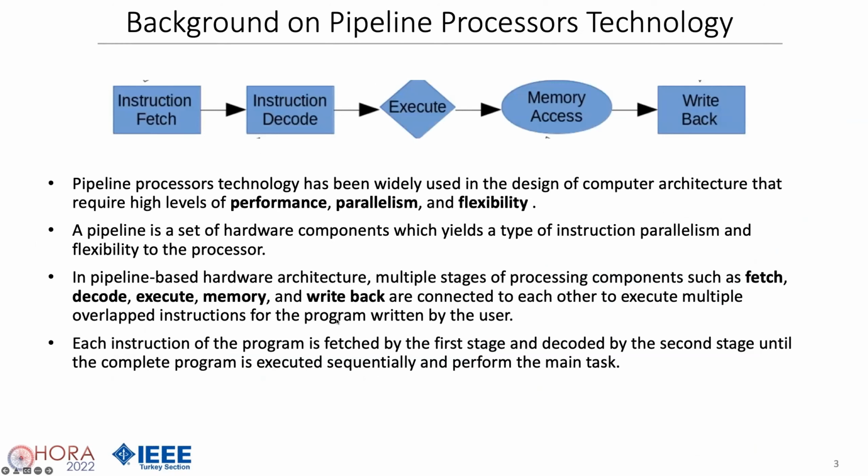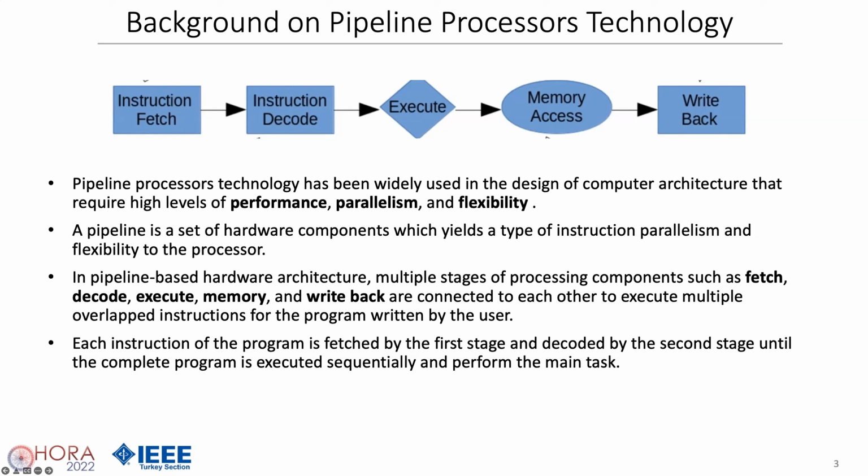Pipeline processor technology has been widely used in the design and implementation of computer architecture and digital embedded devices that require high levels of performance, parallelism, and flexibility. A pipeline is a set of hardware components which yields a type of instruction parallelism to the processor. In pipeline-based hardware architecture, multiple stages of processing, such as fetch, instruction decode, execute, memory access, and write back, are connected to each other to execute multiple overlapped instructions for the program written by the user.